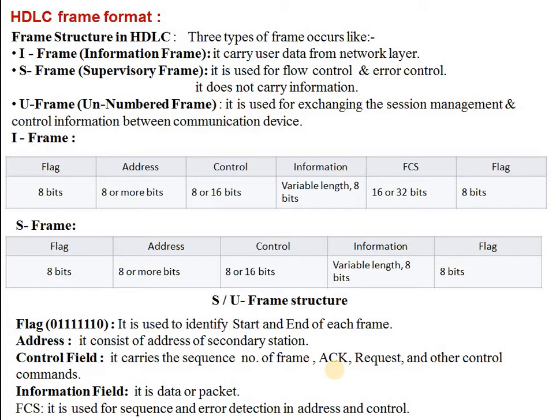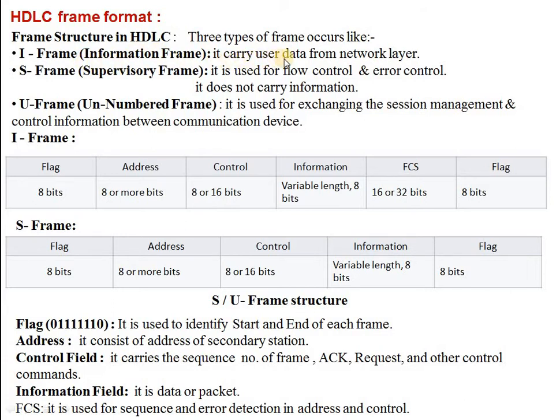Now what is the structure of the frame format, and what frame formats occur in HDLC? As we know here, there are three types of frame format in HDLC. First one is the I frame, which means information frame. S frame means supervisory frame, and the U frame is the unnumbered frame. So these are the three categories of frame structure in HDLC. So now we will start here. What is the I frame?